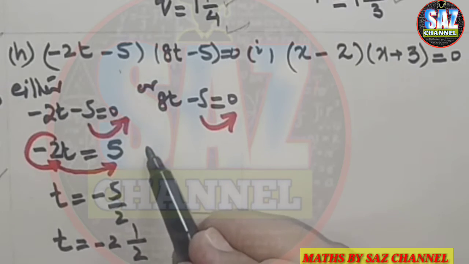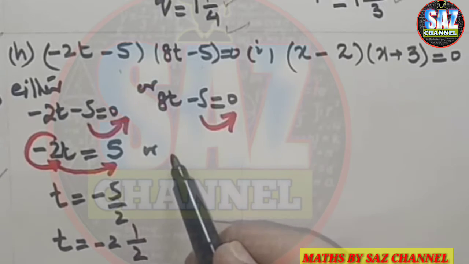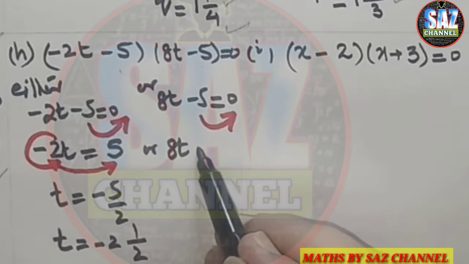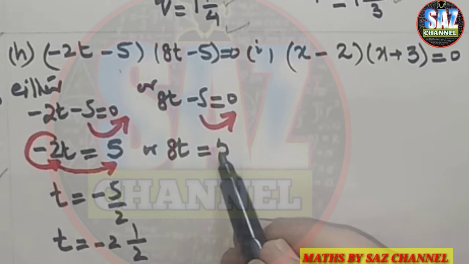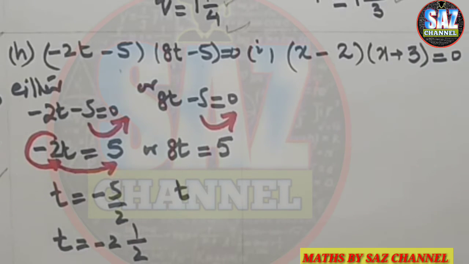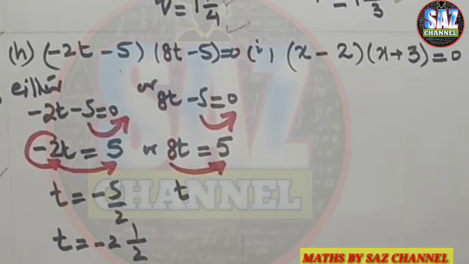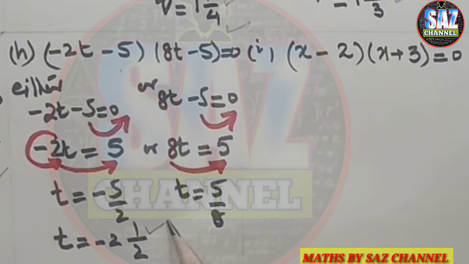Coming to the second part, that says 8t minus 5 equals 0. First shift 5 to the other side. This will give me 8t equals 5, or shift this 8 to the other side. As this is multiplied with t, when it is moved to the other side, it will be in the denominator of 5, t equals 5 by 8. So the two roots or two solutions of this equation are t equals minus 2 whole 1 by 2 and t equals 5 by 8.